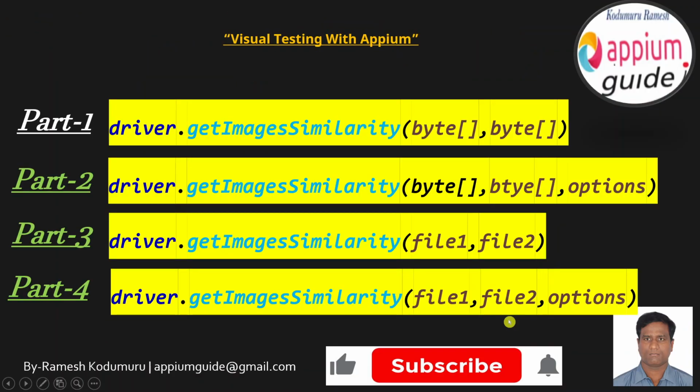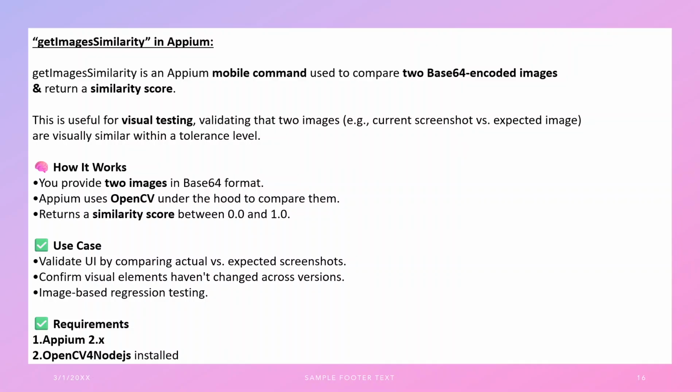As you know, getImagesSimilarity is overloaded in 4 ways here. The first one is byte comma byte, then byte comma byte with options, file 1 and file 2, and file 1 and file 2 with options. So these 4 methods we are going to discuss one by one. As part 1 of this video series, we discuss the first option, that is getImagesSimilarity byte comma byte.